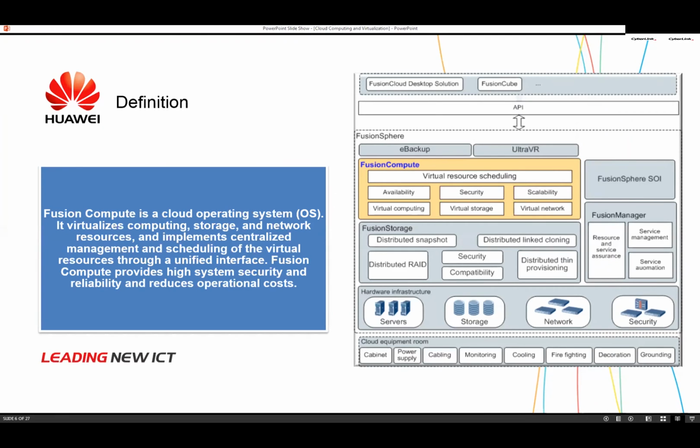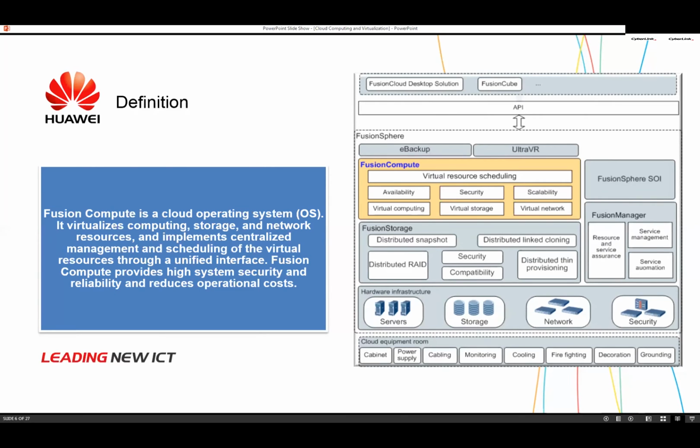You can see in this diagram the architecture of Fusion Compute. You can consider Fusion Compute as the hypervisor. For instance, the competition of Fusion Compute is, of course, vCenter. So VMware is our competition. If you know VMware, then Fusion Compute is the same thing, it virtualizes the resources. Okay, this is the definition.